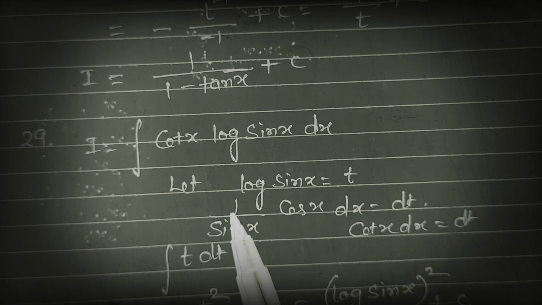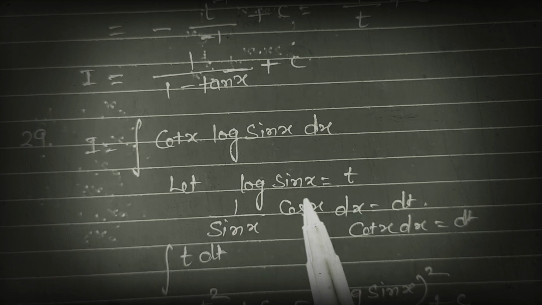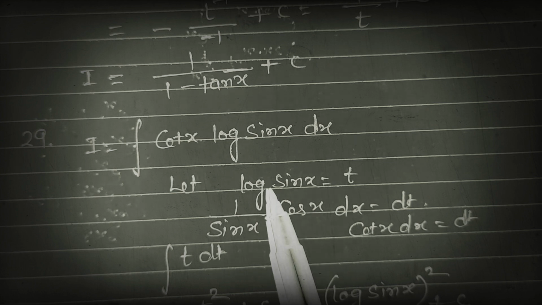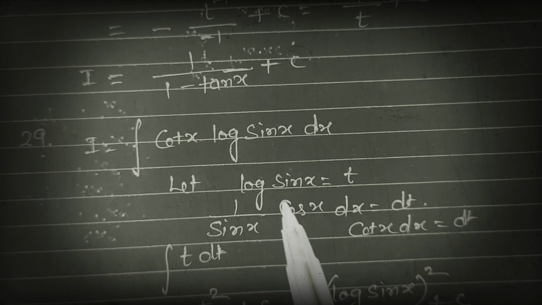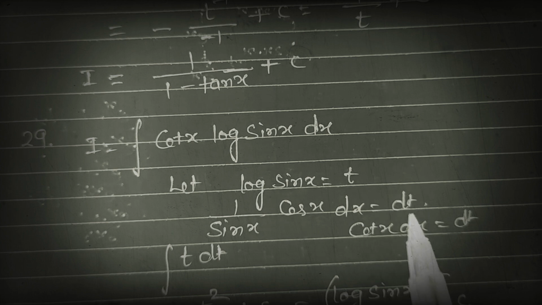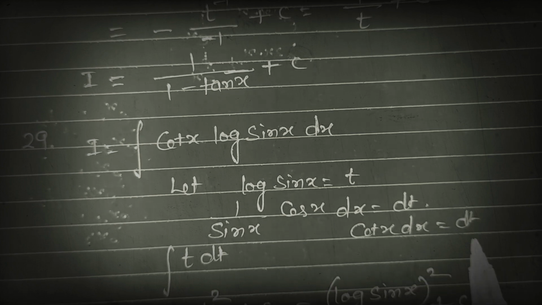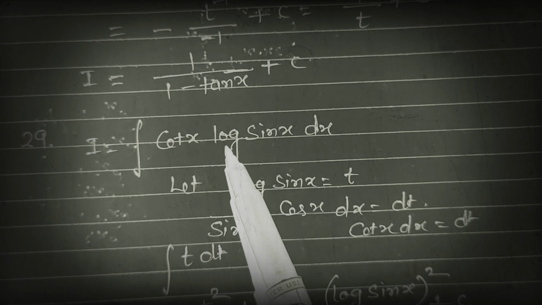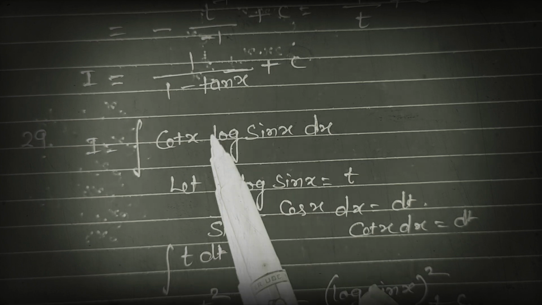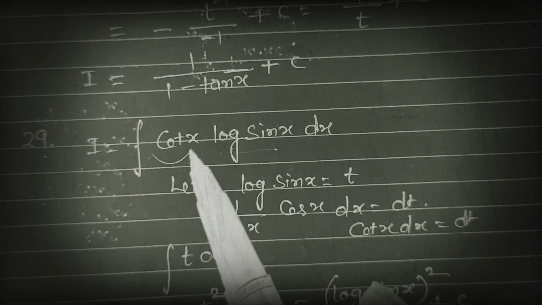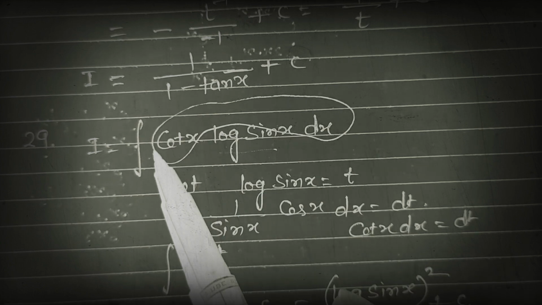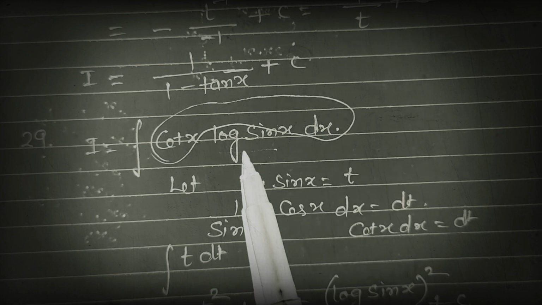So log of sin x as t, let this be equal to t. Log of sin x derivative is 1 upon sin x and derivative of sin x is cos x. 1 upon sin x and sin x derivative is cos x is equal to dt upon dx. Dx will multiply on this side. So it is cos upon sin, cos upon sin is cot x. Cot x dx is equal to dt. Now look at this. This is log of sin x. We have taken this as t. So this is t and this is dt.